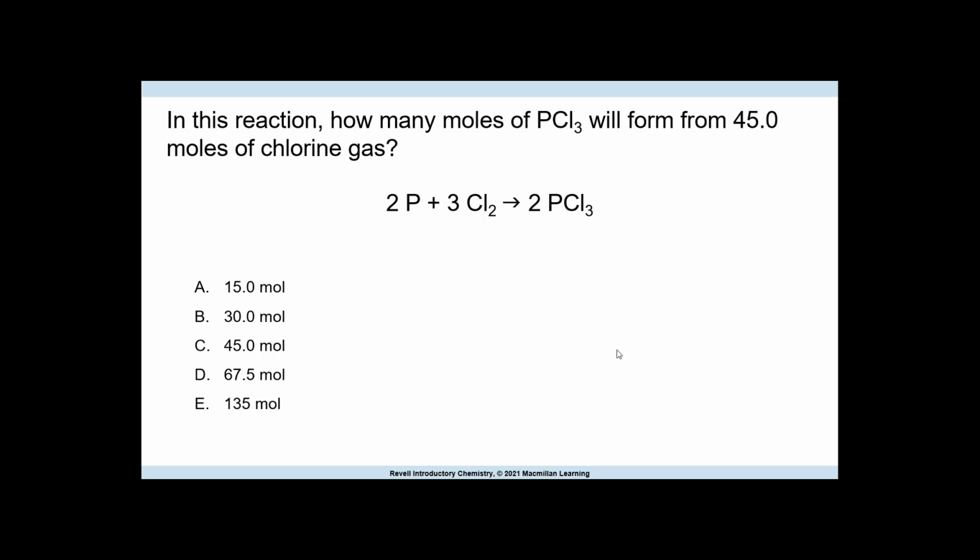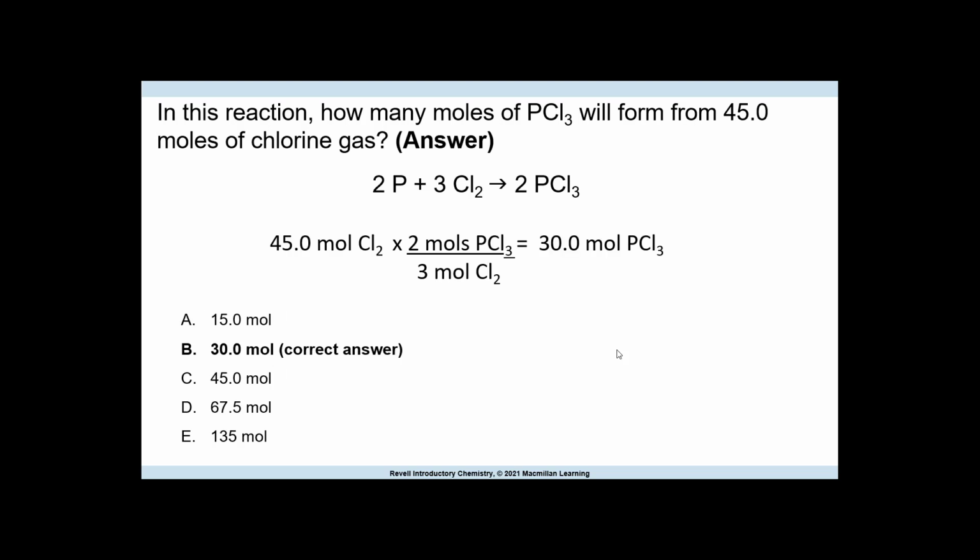In this reaction, how many moles of phosphorus trichloride will form from 45.0 moles of chlorine gas? So we're going to need to look at the coefficients here. We have 2 moles of phosphorus, 3 moles of chlorine gas, and 2 moles of phosphorus trichloride. We start out with chlorine gas. We have 3 moles over 2 moles, and we end up with 30.0 moles of phosphorus trichloride.